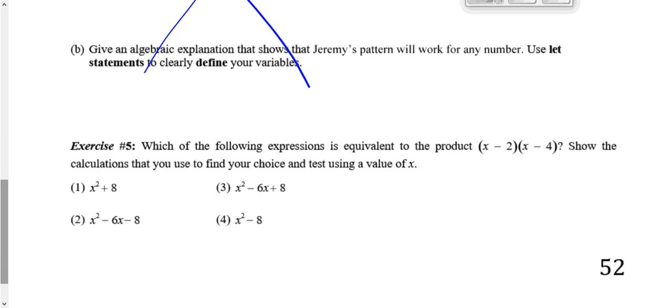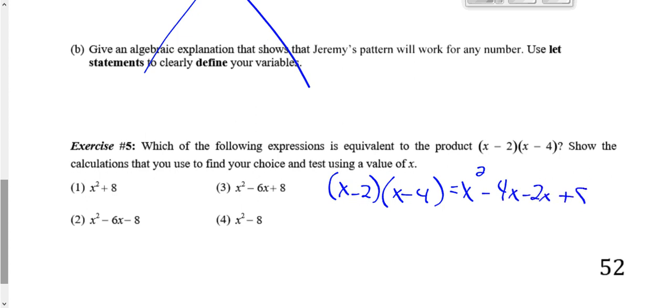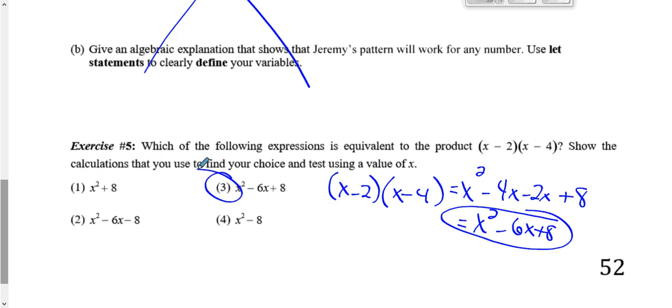Everybody get an answer? x squared minus 6x plus 8. It's 3. Yeah, it's 3. So take your x minus 2 times x minus 4 equals x squared minus 4x minus 2x plus 8. So that's x squared minus 6x plus 8. Choice 3. Okay? All right.